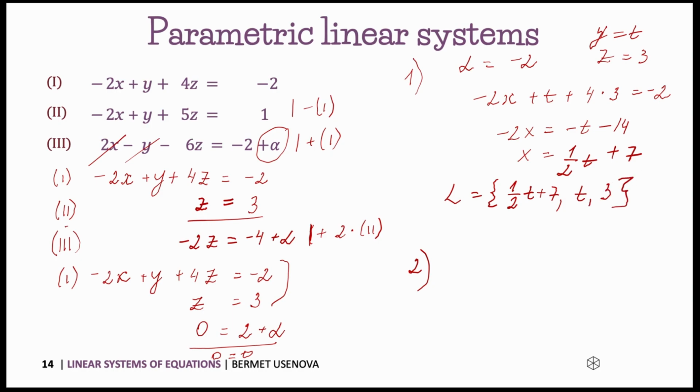So this is our solution set when alpha is equal to minus 2. There's the second situation when alpha is not equal to minus 2. In this case, this will be contradictory. We will not get 0 on both sides, and thus the solution set will be empty. It will be unsolvable.